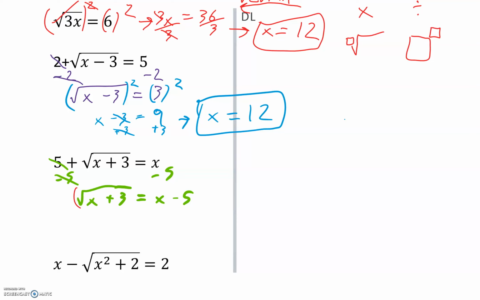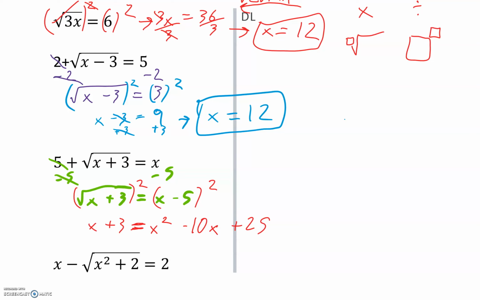Now what we're going to do is to square both sides. That allows us to get x plus 3 on this side. But on the other side, it's going to be a little bit more messy. So we're going to have x squared minus 10x plus 25. And in fact, this might actually not give us a nice round number here. I should have made it something else.